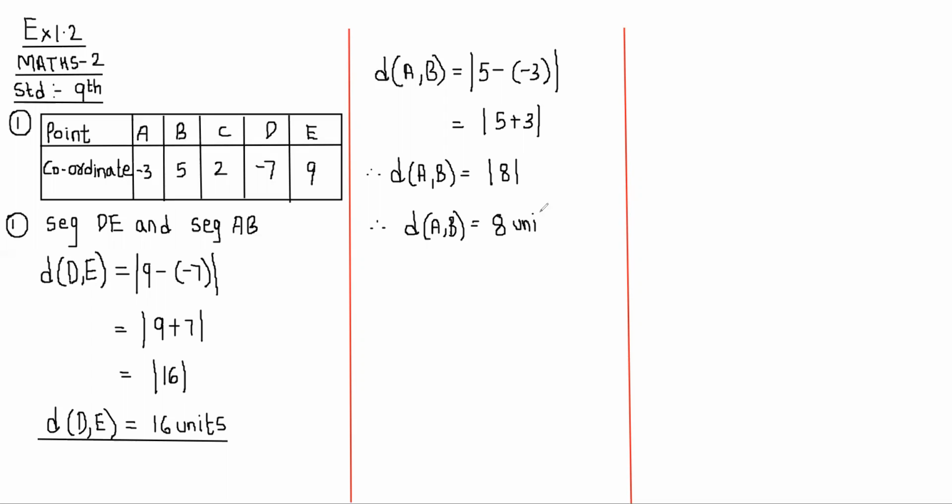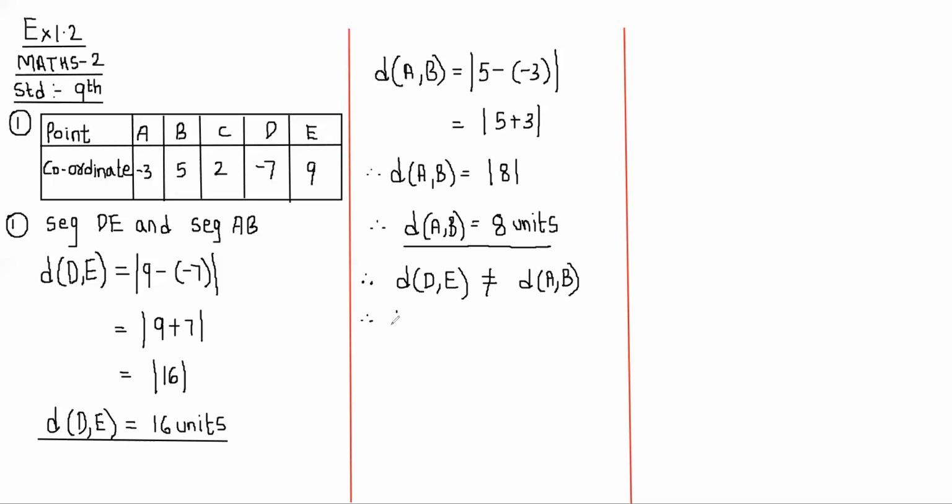Now let us compare both the values. DE we got 16 units and AB we got 8 units. So hence we can say that DE and AB are not equal. They are asking us congruent or not. So we'll write the first step, therefore distance of DE is not equal to distance of AB.